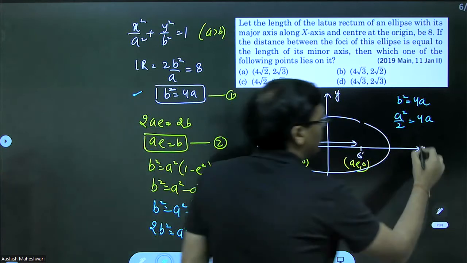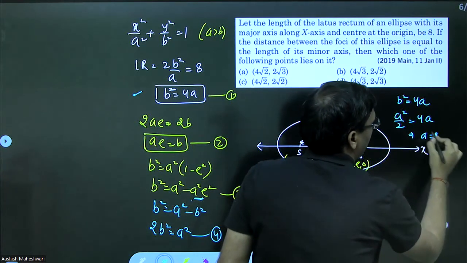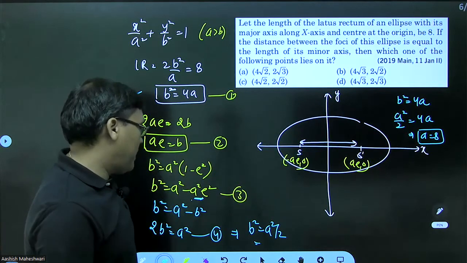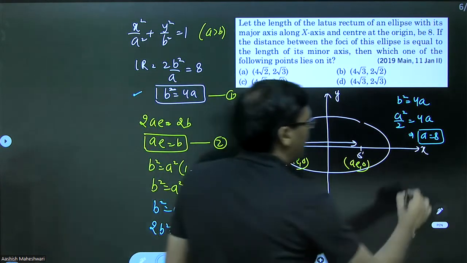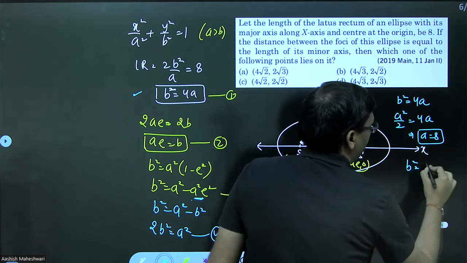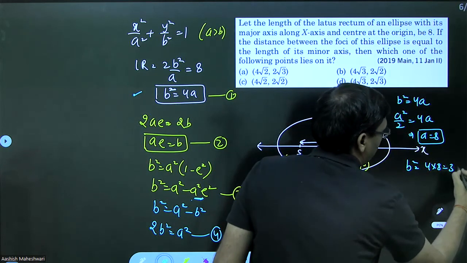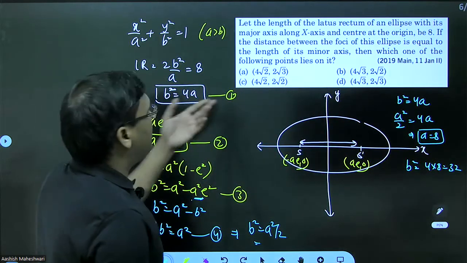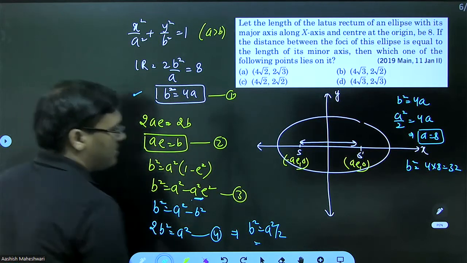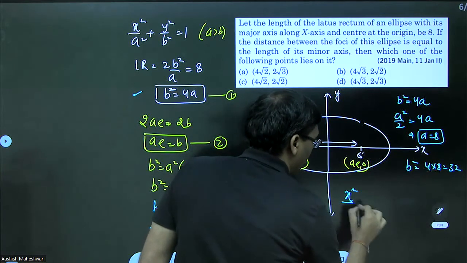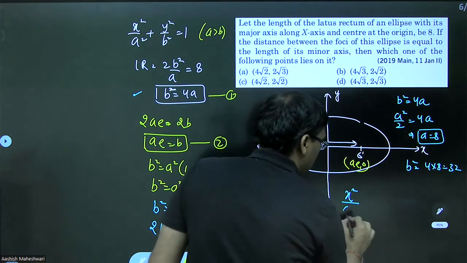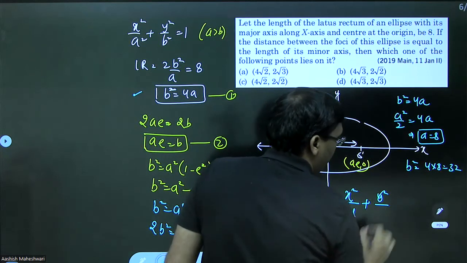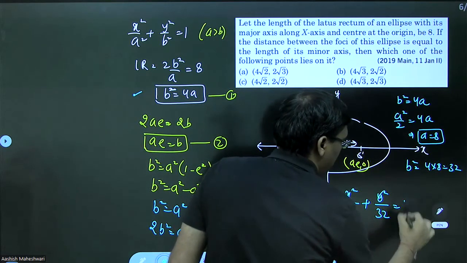A cannot be 0. We are talking about an ellipse, right? So what is the value of a? a is equal to 8. Now what is the value of b? b square is equal to 4 into 8, which is 32. Now the question is, we have to find which point lies on the ellipse. So let me write the equation of ellipse. x square upon a square, what is a square? 64. Plus y square upon b square, y square upon 32, is equal to 1.